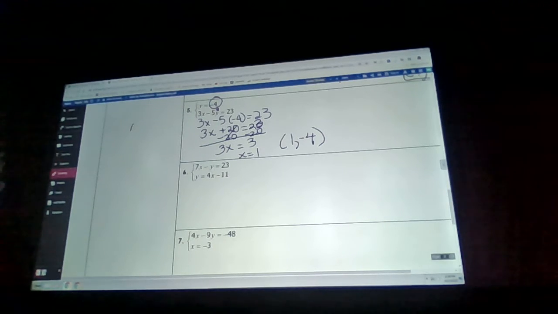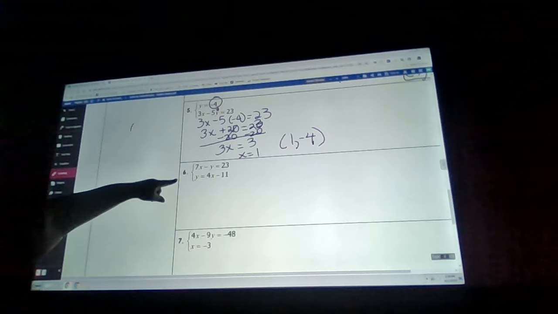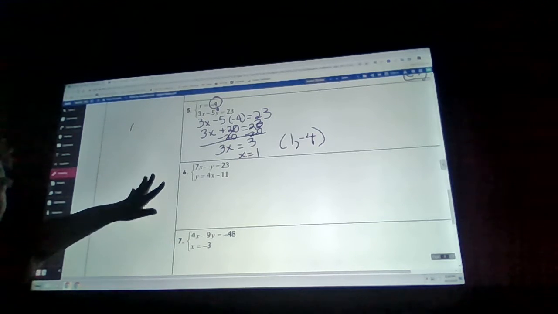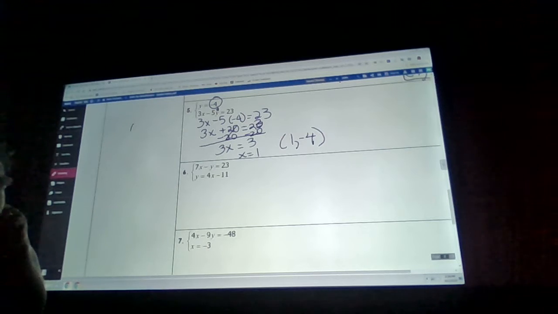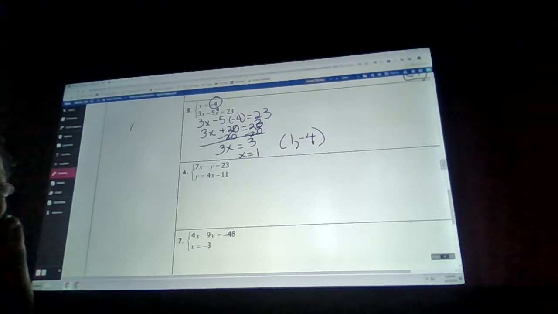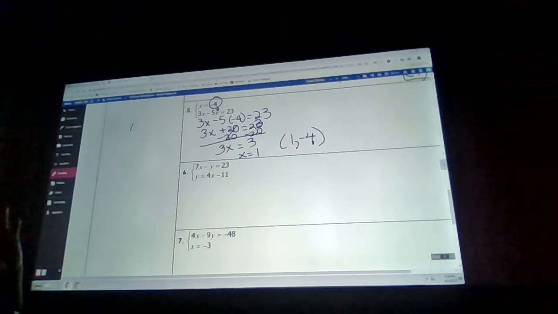Okay, I'm giving that a moment to sink in. Now, let's do number 6. And if anything about that confused you, go ahead and rewind it back. And you can also send me a message. If we have to get on WebEx and go back over it, we can do that.